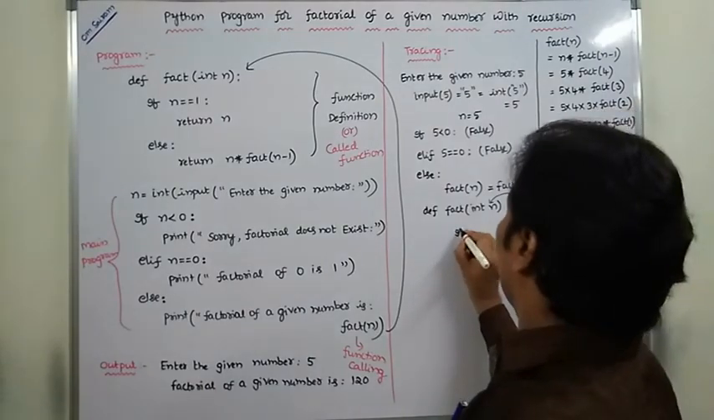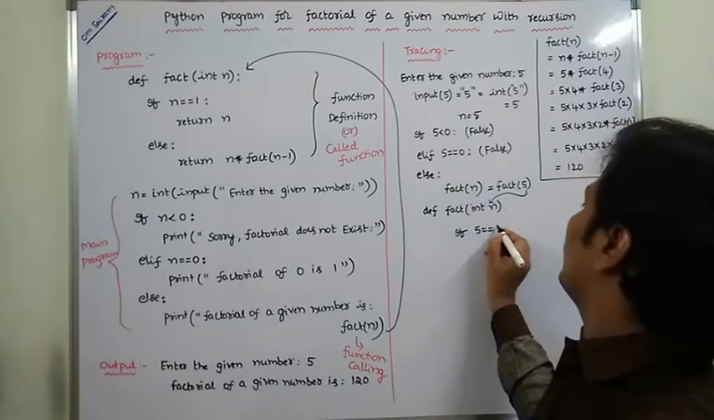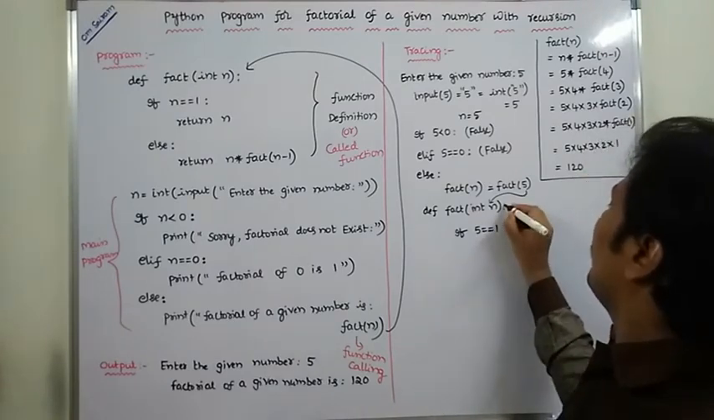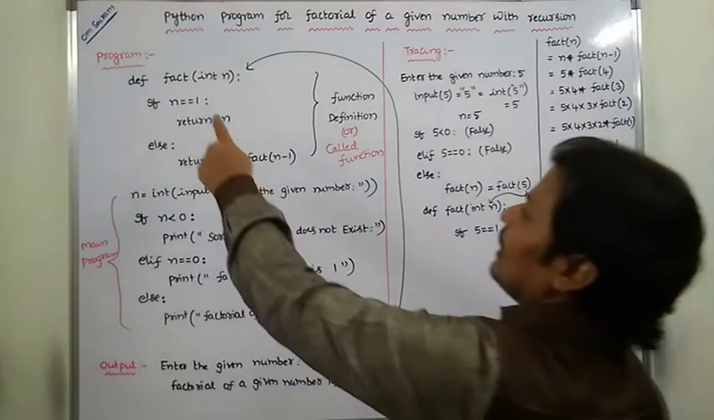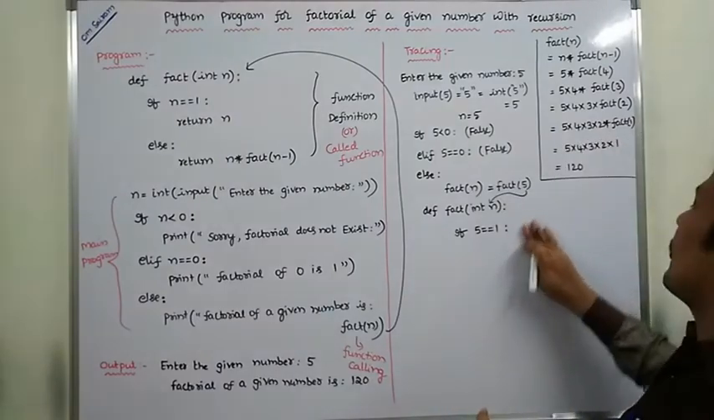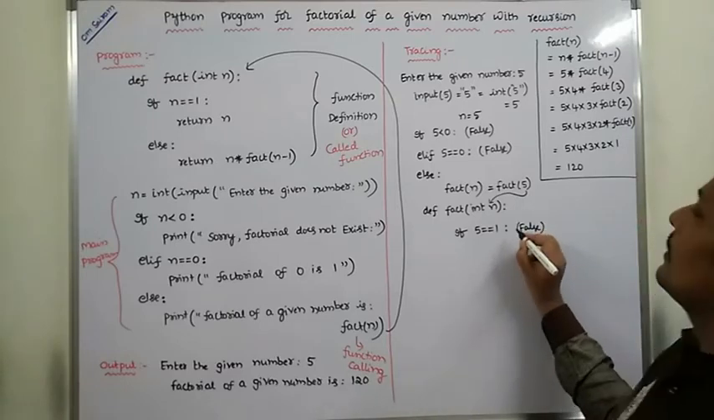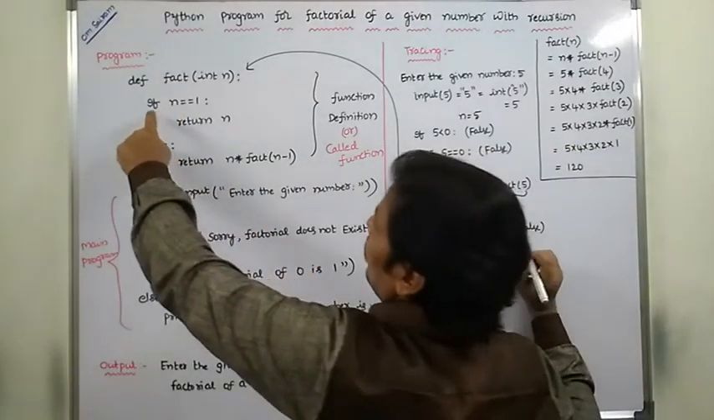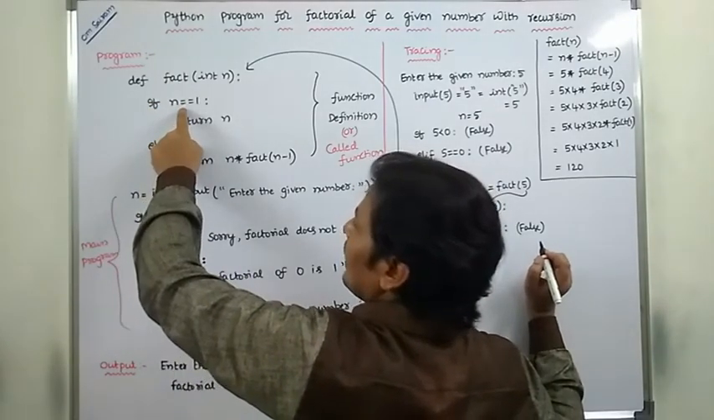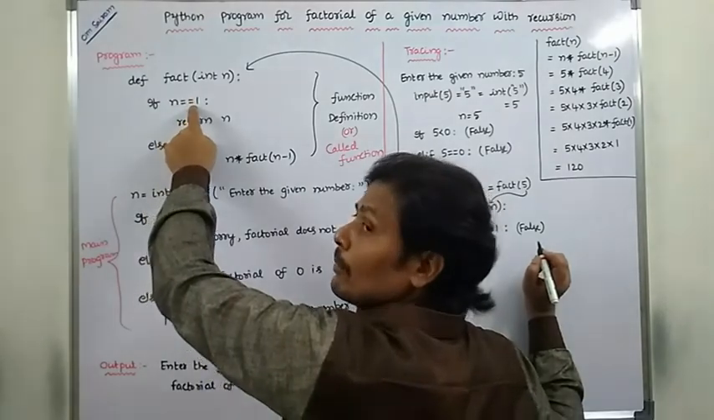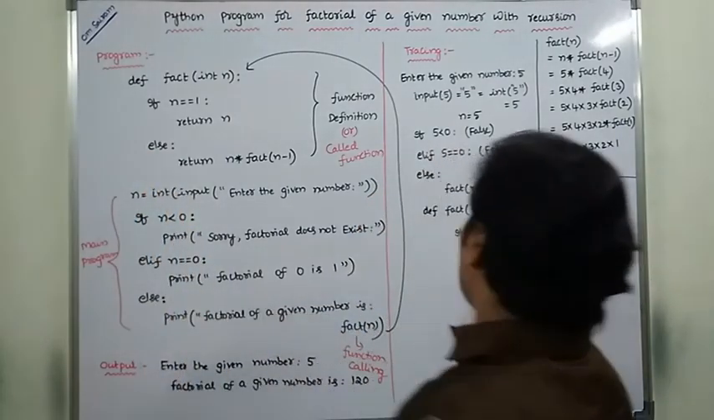Next go to the statement, if n value is 5, 5 equal to 1. 5 equal to 1 is false. Again the control goes to the else block, because the condition 5 equal to 1 is false.